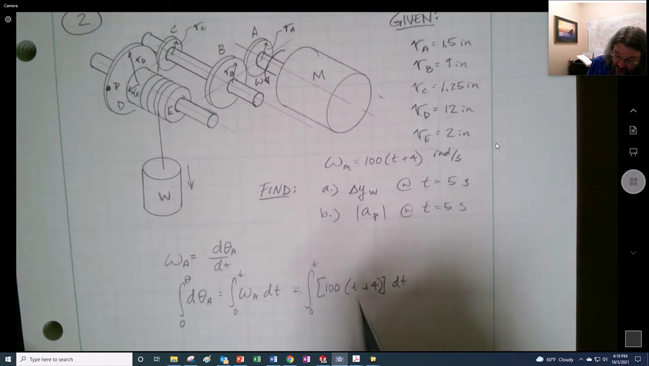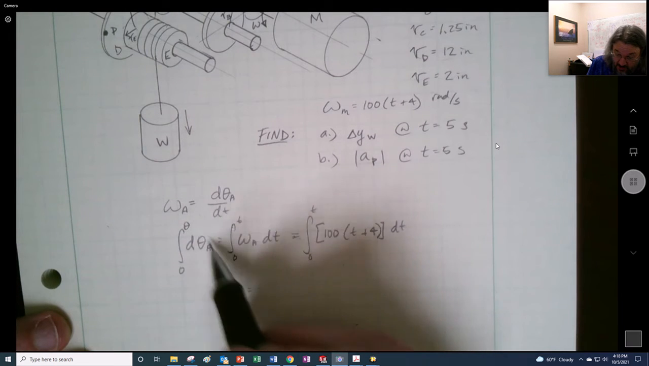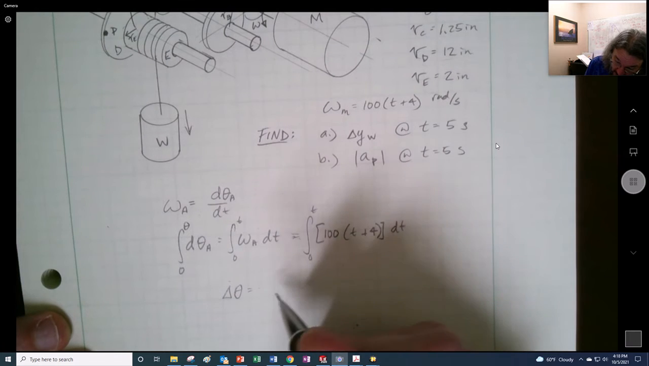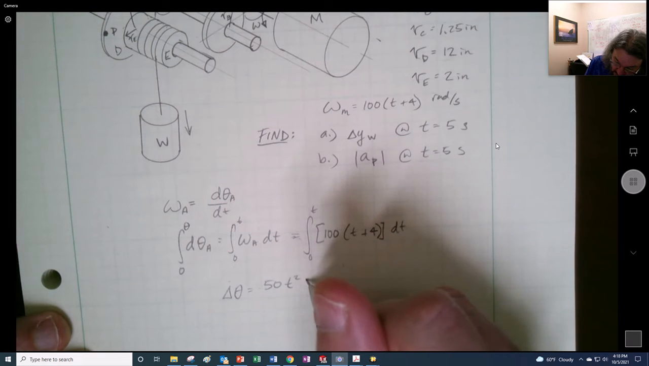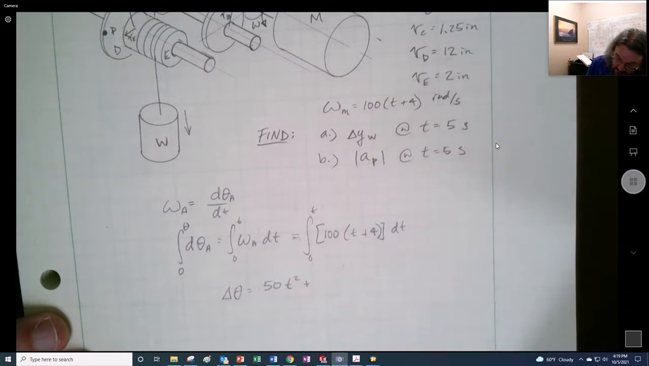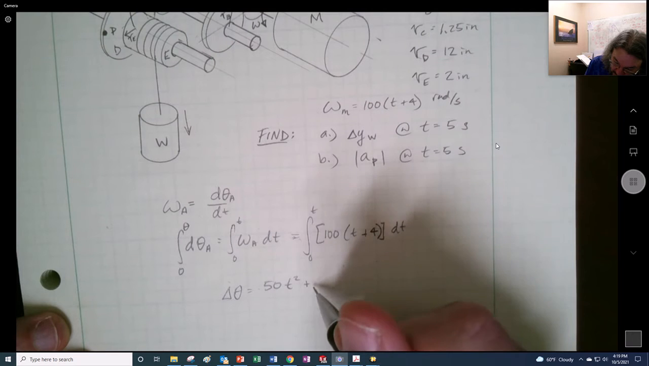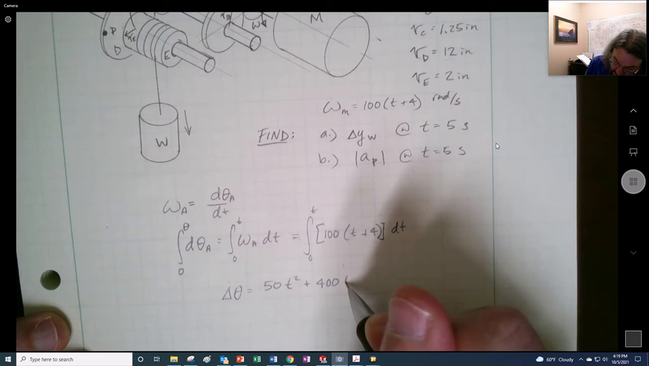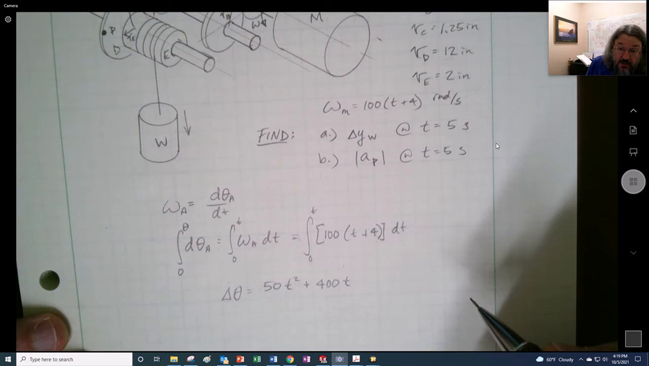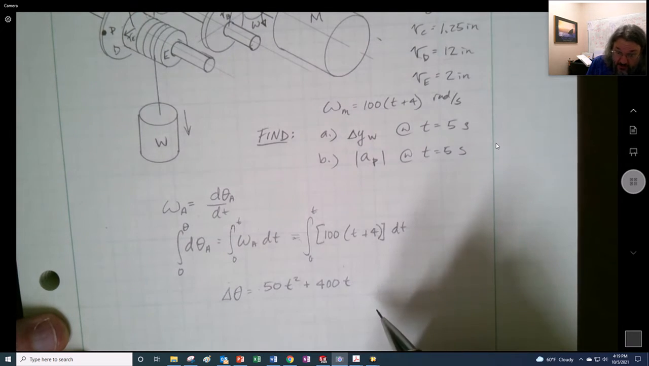So we're going to have this delta theta, right? That's what I'm going to say that thing is right there. And we're going to get, let's call it, 50 t squared plus 100 times 4, right? So that's going to be 400 t. Anything else? No. And this is really going from 0 to t, right? So that's going to be the answer right there.